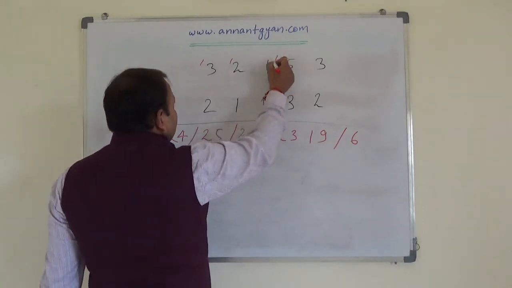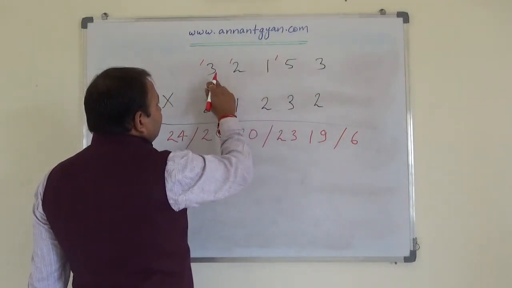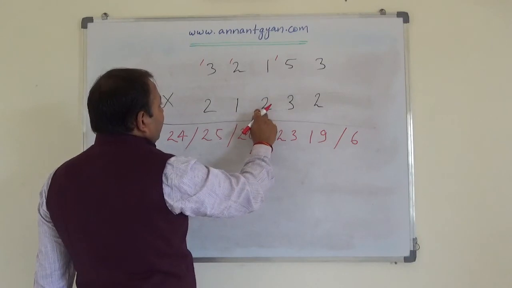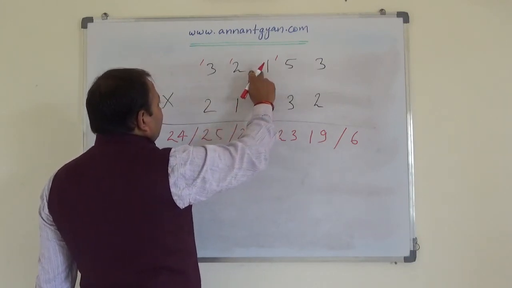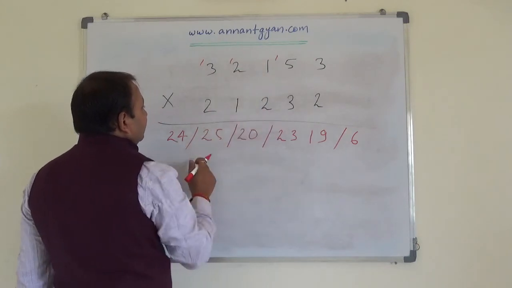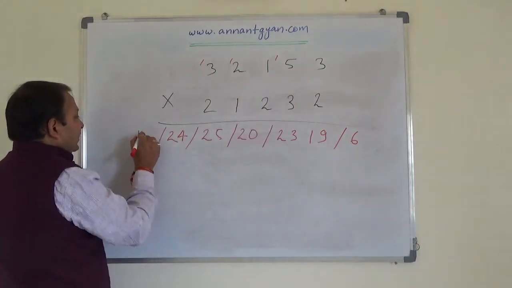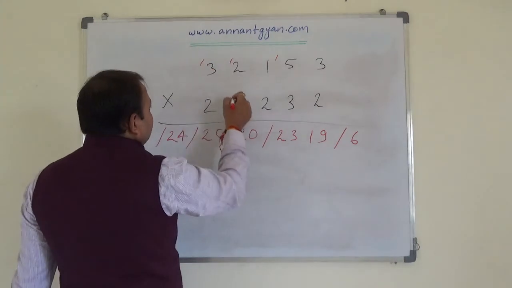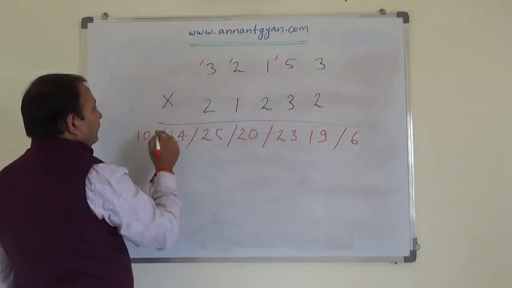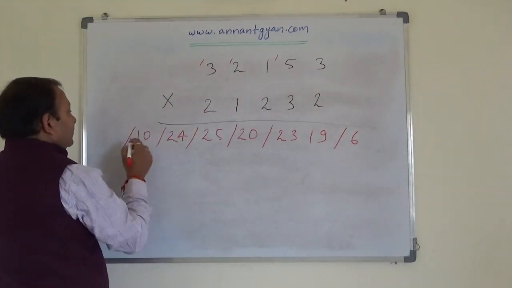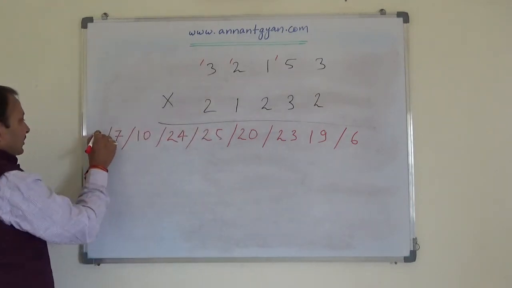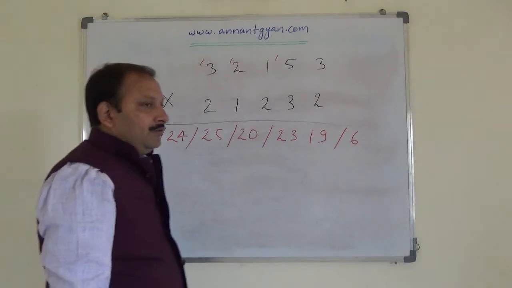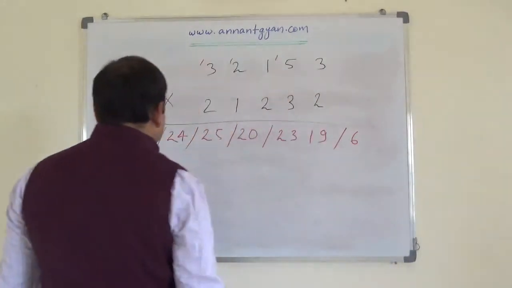In the second last step, this is 3 into 2, 6. 6 plus 2, 8. 8 plus 2, 10. I shall write 10 here. And this is 3 plus 4, 7. And this is 6. And this will provide you the final answer to this question.